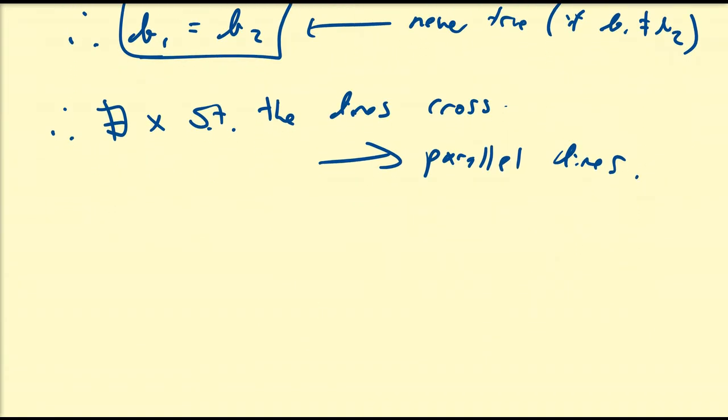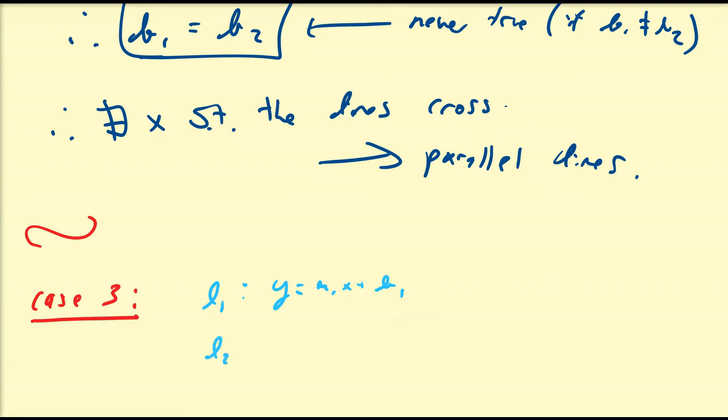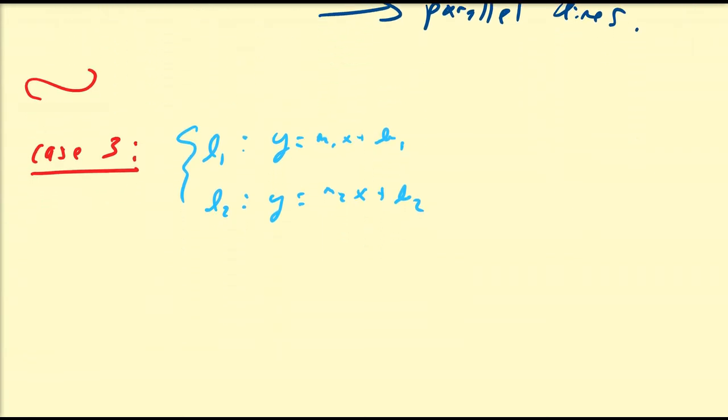Alright, so if that is the case, let's assume case 3. Let's assume that m1, m2, b1, and b2 can be whatever they want to be. So again, I'm going to consider my two lines, L1, which is y is equal to m1x plus b1, and line 2, which is y is equal to m2x plus b2. So I'm going to set these two equations equal to each other. So I'm going to have that m1x plus b1 must be equal to m2x plus b2.